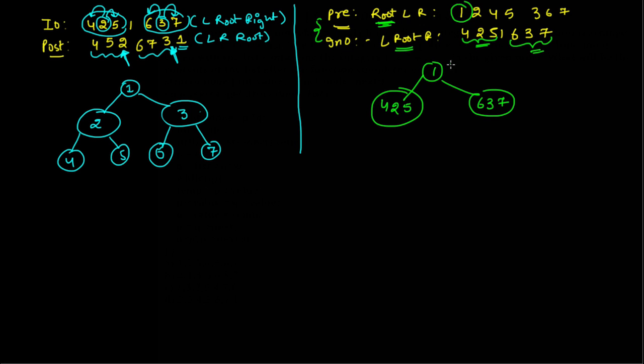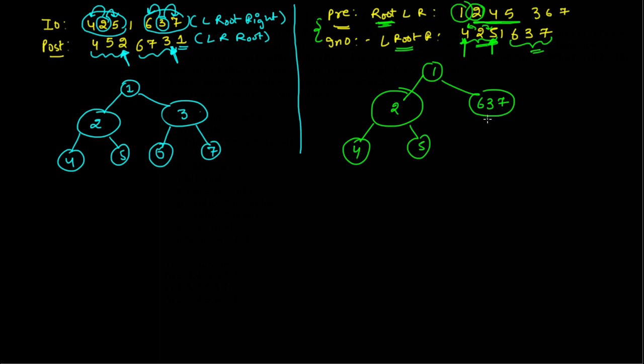That means in this 4, 2, 5 we have to identify what the root is. So how to identify the root? We will go to the pre-order. In this pre-order, what is the element in the leftmost part? The element is 2. That means 2 is the root. Now we have to identify what the left subtree and the right subtree are for this. In the in order, in the left part we have 4 and in the right part we have 5. That means for this 2, this is the left subtree and this is the right subtree.